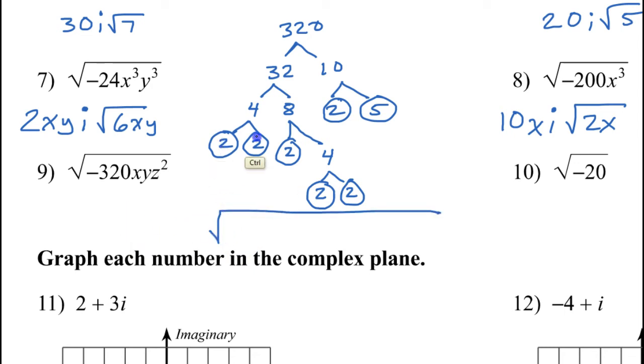Okay, so for my prime factorization, let's see, I've got 1, 2, 3, 4, 5, 6 2's. So that's 2 times 2 times 2 times 2 times 2 times 2. 6 2's and a 5 times 5. Okay, and then I've got x, y, and z squared. Alright, that is what I have.